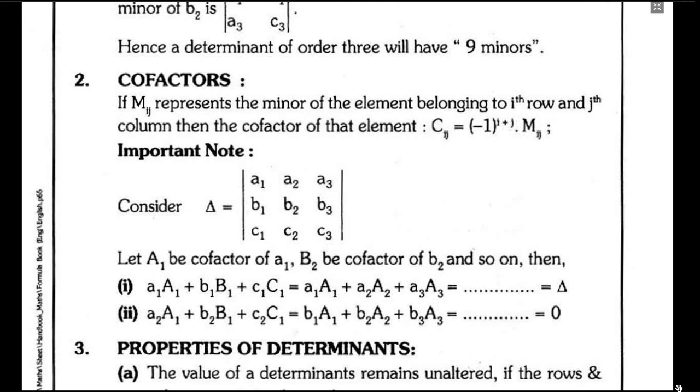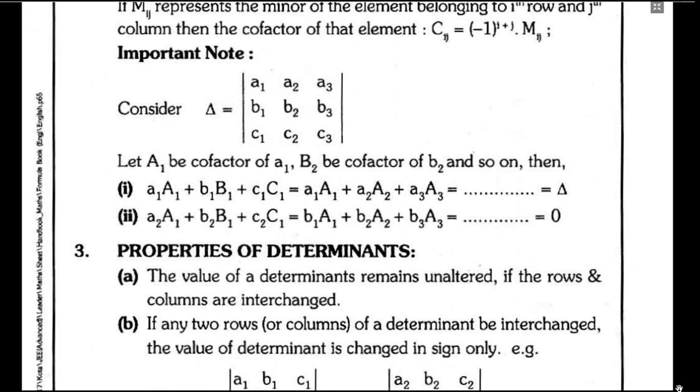Now, important note, this is very important. Delta equal to the determinant with rows a1 b1 c1, a2 b2 c2, a3 b3 c3. Let capital A1 be the cofactor of small a1, meaning the first element, capital B2 be the cofactor of b2, and so on. Then a1 A1 plus b1 B1 plus c1 C1, equal to a1 A1 plus a2 A2 plus a3 A3, will give you the entire determinant, meaning the value of the final determinant. So this is very important. If you multiply the respective elements with the respective cofactors, then you are going to get the entire determinant.